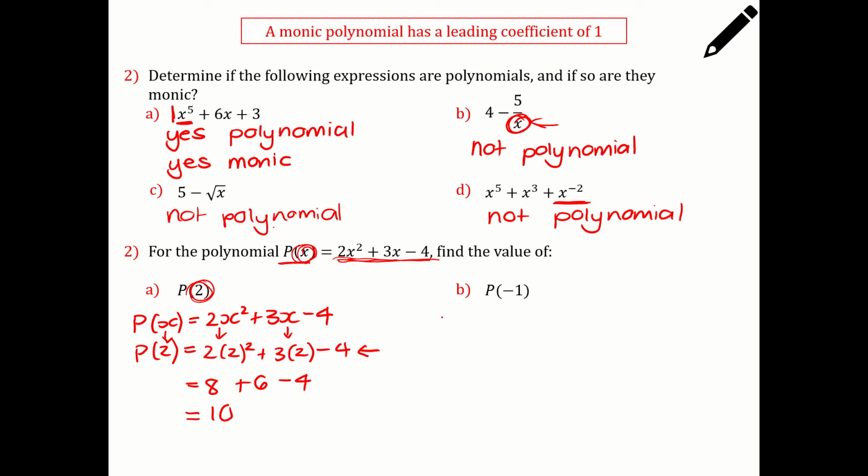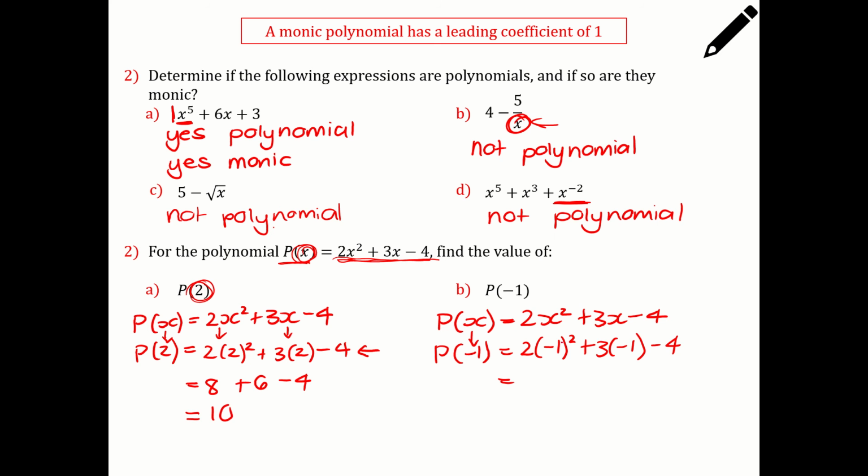We're going to do the same thing now, but for minus 1. So again, I'm just going to write out my polynomial. Where I have an x, instead I'm going to put minus 1. So here it's going to be 2 times (minus 1) squared, plus 3 times minus 1, take away 4. So minus 1 squared, remember that's minus 1 times minus 1, which is positive 1. Times that by 2 is 2.